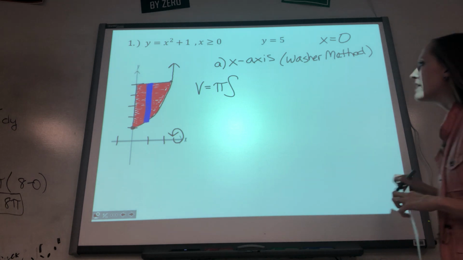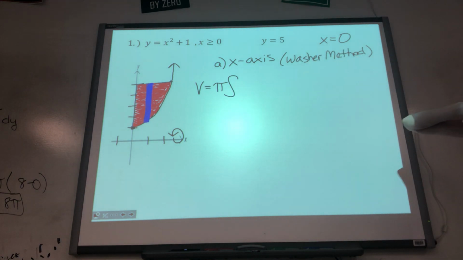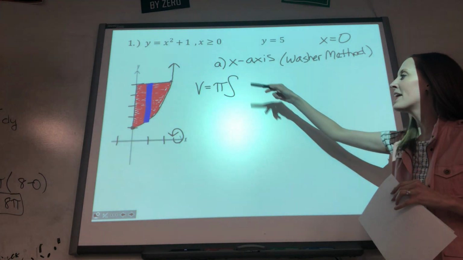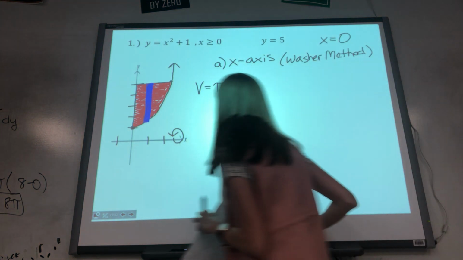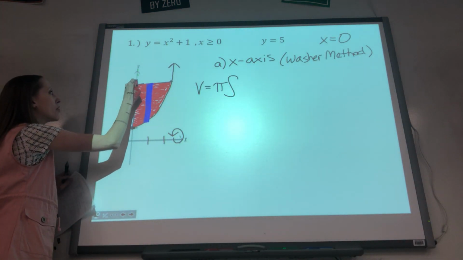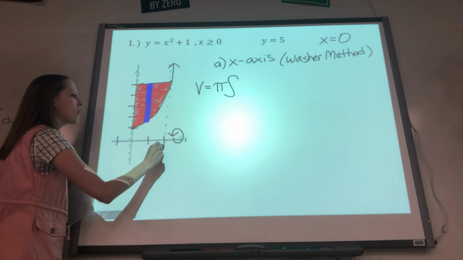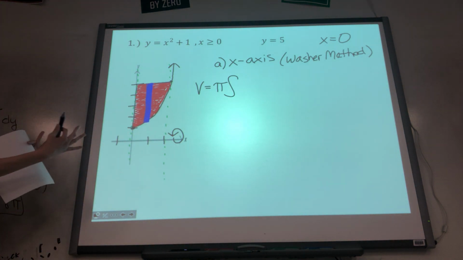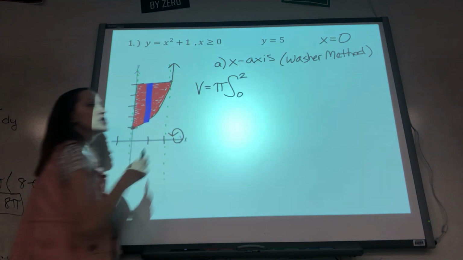Now, before I even do that, I should probably figure out my bounds. And keep in mind, we're integrating with respect to x because we're spinning around the x-axis. So if I'm integrating with respect to x, my lower bound and my upper bound need to be x values. So it's going to be from 0 to 2.